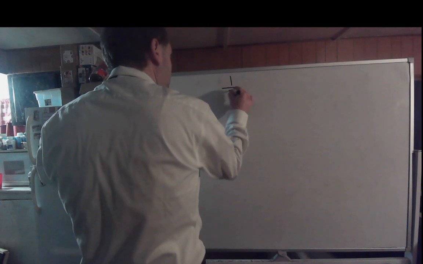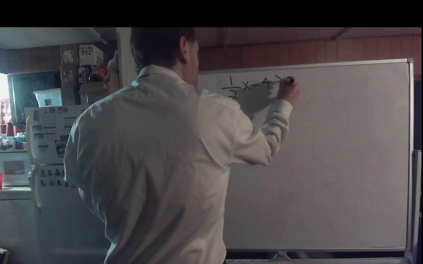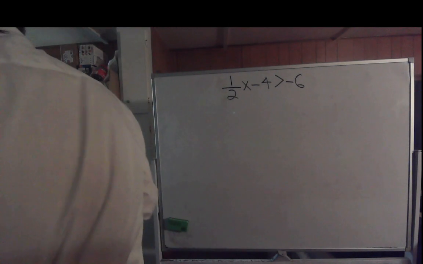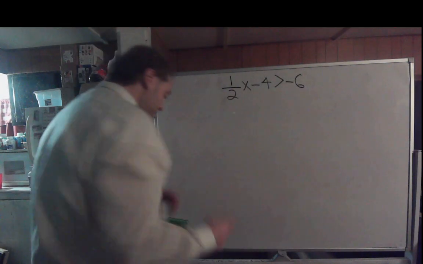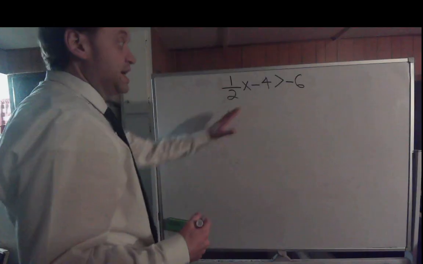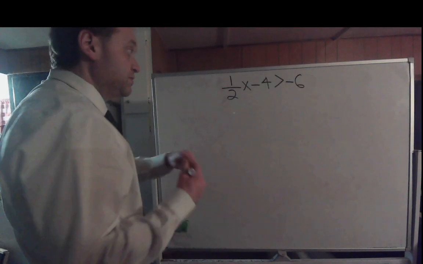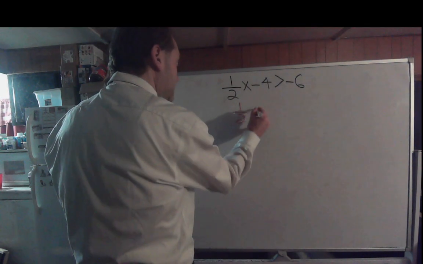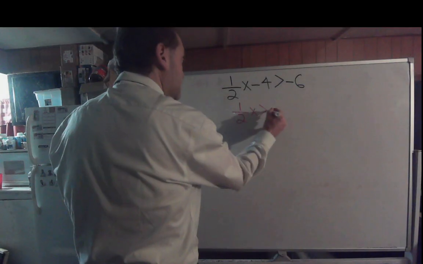All right, now what if we have half of x minus 4 is greater than negative 6. So we have half of x minus 4 is greater than negative 6. Well, start by getting that half x by itself. So add 4 to both sides. You would get that half of x is greater than negative 2.